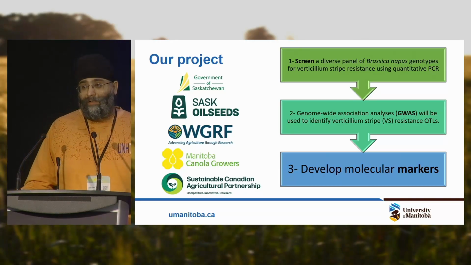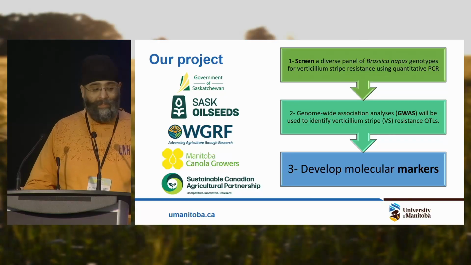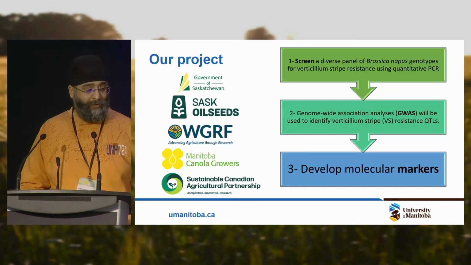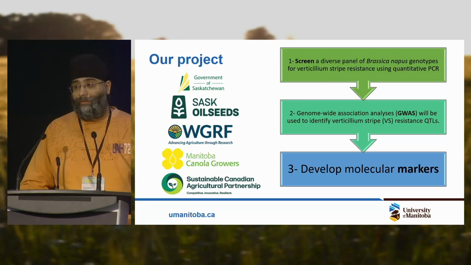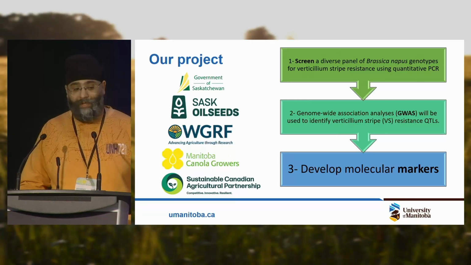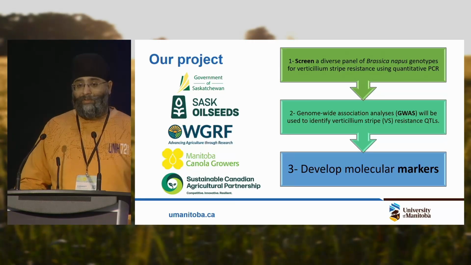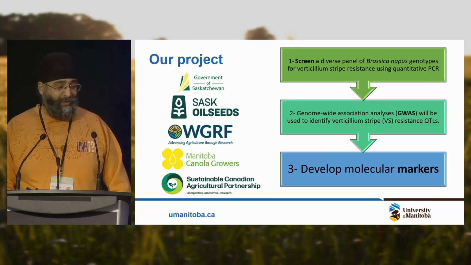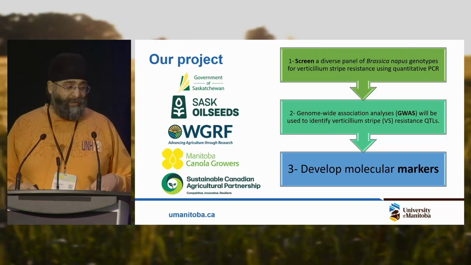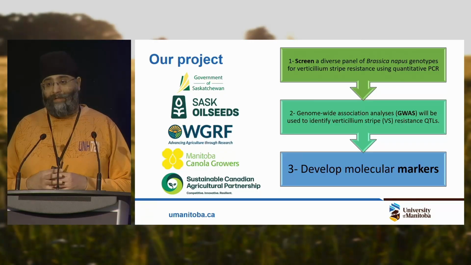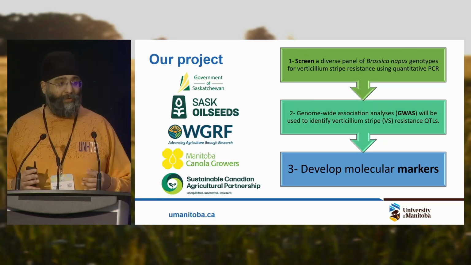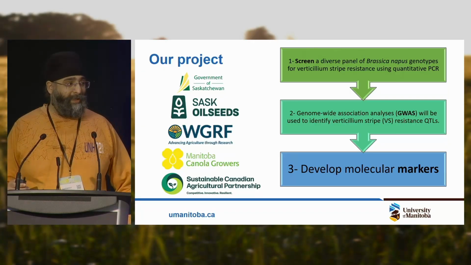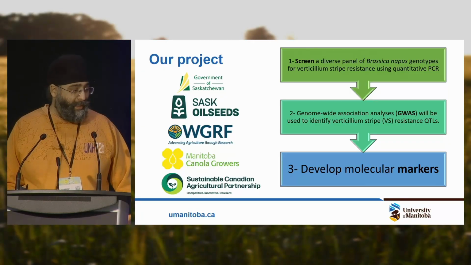So the project got funded a couple of years ago. In this project, we want to screen a diverse panel of canola genotypes. We want to do a GWAS to identify the regions which are associated with resistance. And eventually, and hopefully, we want to develop some useful markers which the breeders can use. And of course, in this process, we have to keep in mind that we want to bring the cost down to like $1 or $2 rather than $300. So that was a significant challenge which we had in the project.